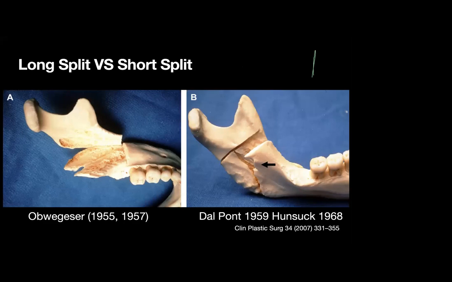And we know Dr. Hunsuck made a modification in the development of sagittal split osteotomy. He proposed an incomplete cut located at the mandible ramus and also along the mandible body. So basically it creates a weak point located at the lingual surface of the mandible. This is the difference between the so-called Obwegeser type and the Hunsuck type osteotomy.